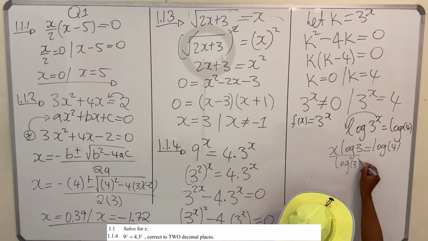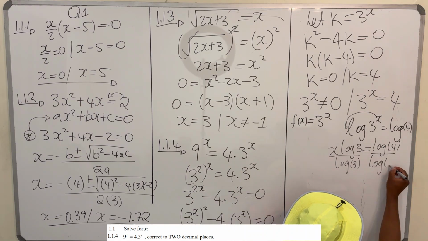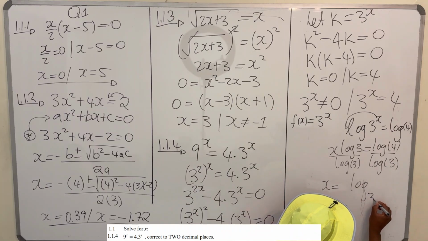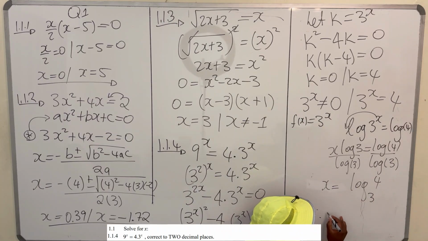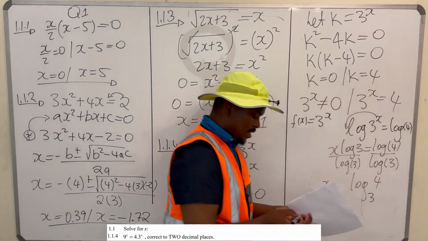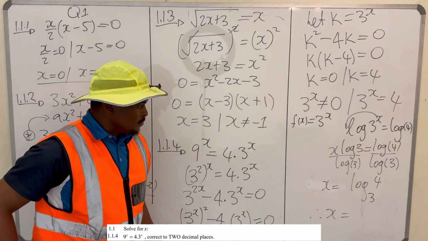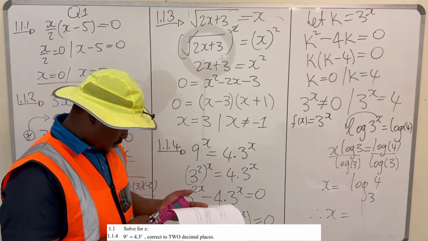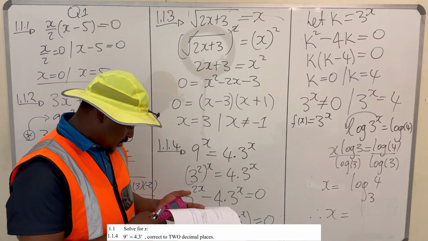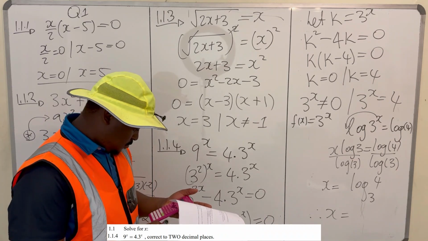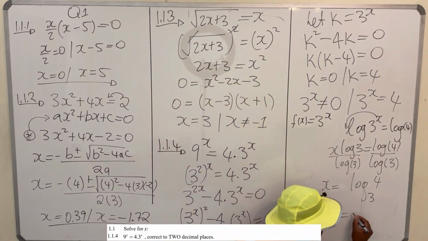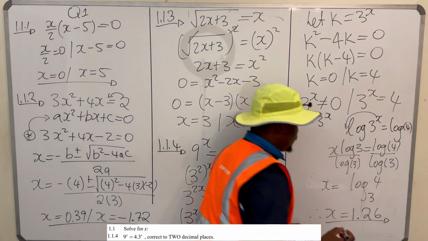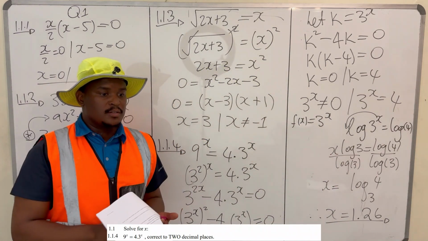Divided by log 3. So your x is equal to, therefore, your x is equal to, punch this in and see what you get. What did you get? 1.26. It's 1 comma 26. So I believe this might be a solution.